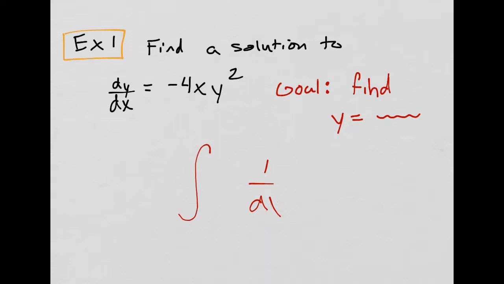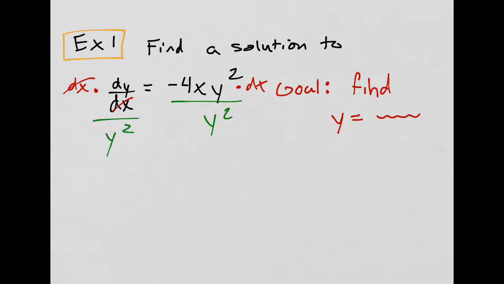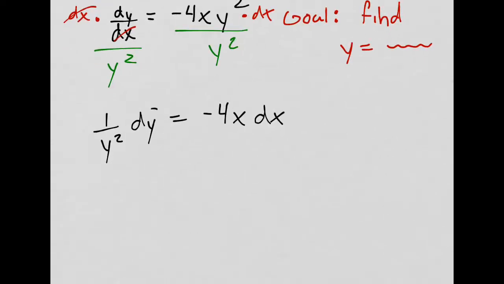So really, I'm always going to multiply the dx to the right side, so that goes away. And I want to get my y's in this case over to the left side. This is all multiplication here, so I can just divide by y squared. So I get dy over y squared, which is the same thing as 1 over y squared dy. And that's equal to negative 4x dx. Now I have all my y's on the left side, my dy on top, all my x's on the right side, dx on top. So now we have this.